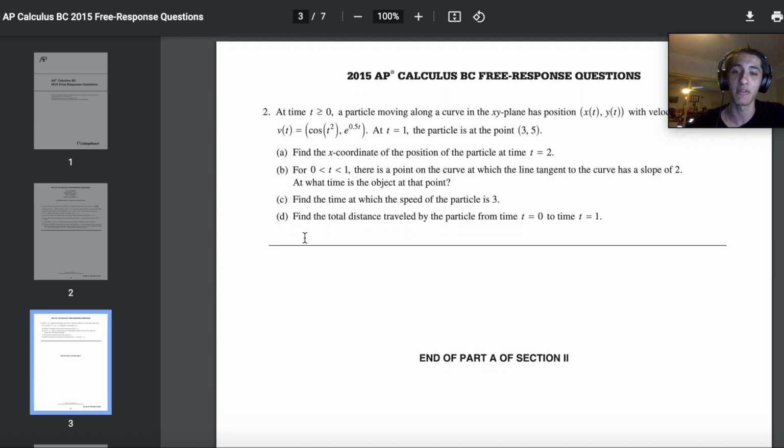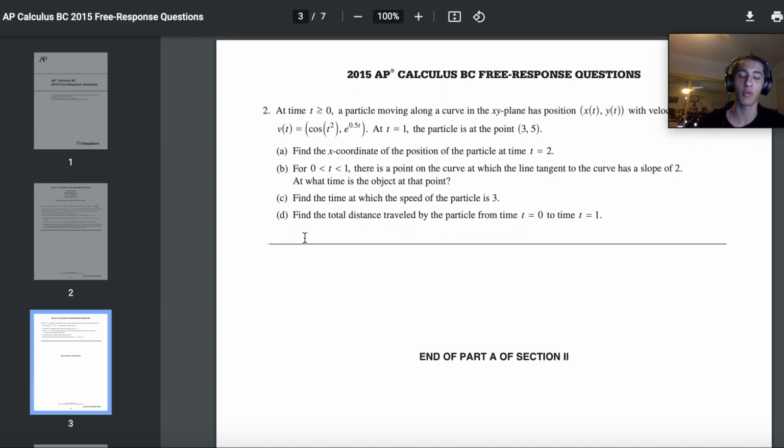On to part B: from 0 to 1, there is a point on the curve at which the tangent line to the curve has a slope of 2. At what time is the object at that point? So here's something that might slip you up: you might start trying to use these equations that are used for velocity immediately and trying to find this.